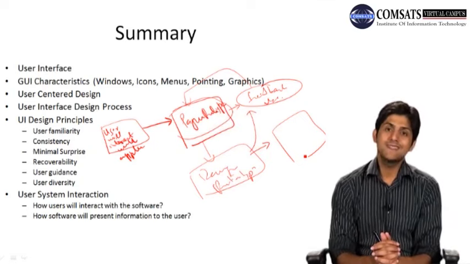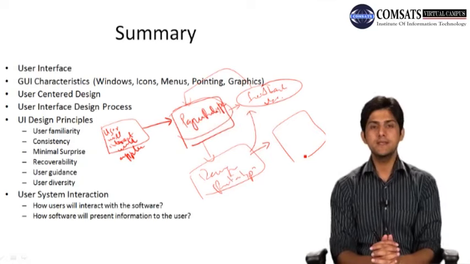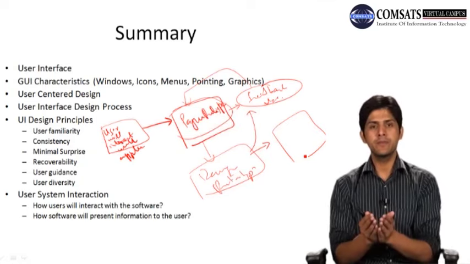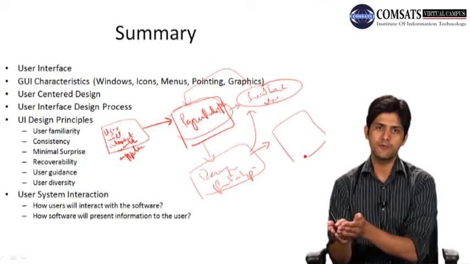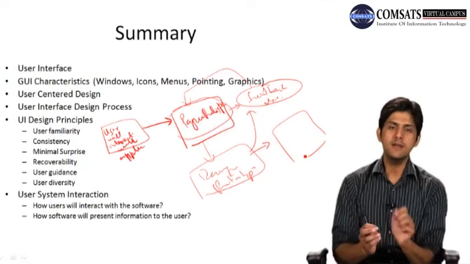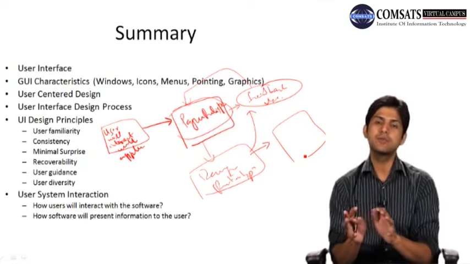Then we said that consistency honi chahiye. There should be consistency in the different operations that people can perform using your software. ठीक है, एक जगह पे आप search एक तरह से कर रहे हैं, दूसरी जगह पे दूसरी तरह से कर रहे हैं, that should not be the case.